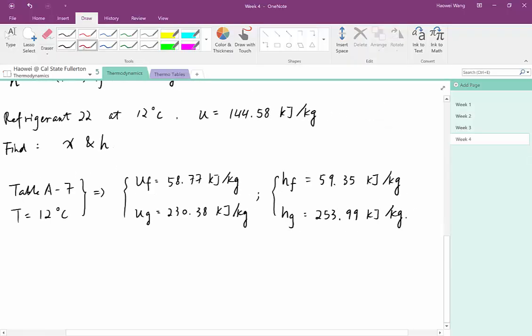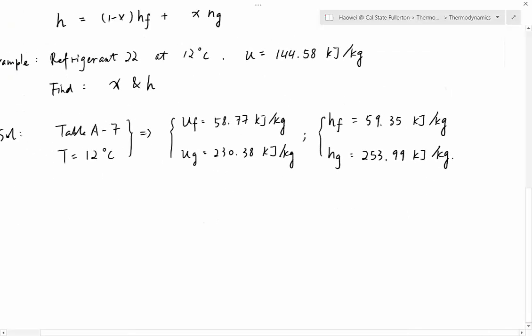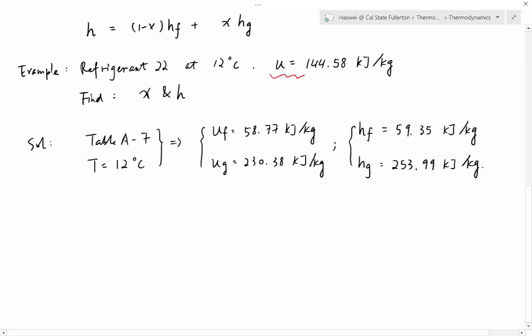Okay, so I hope you've noticed. We told you for this example, our specific internal energy is 144.58 kilojoule per kilogram. And then we also found uf and ug. Is it possible for us to find out what the phase is based on those three numbers? Yes, it is. So for example, what is uf? uf is how much energy you have when it's at saturated liquid. And ug is how much internal energy you have at saturated vapor.